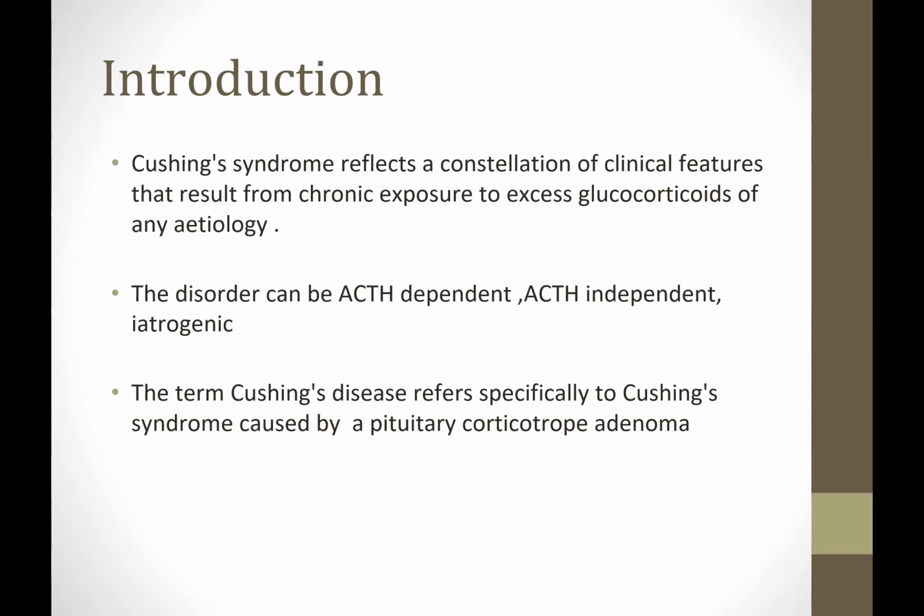It can be of two types. One, ACTH dependent, and the other is ACTH independent. That means there is excess ACTH and that is causing the excess cortisol. The other way around, ACTH is normal or suppressed because of excess cortisol from the periphery, that is from the adrenal cortex, probably due to an adenoma or a cancer or some other disease within the adrenal gland.